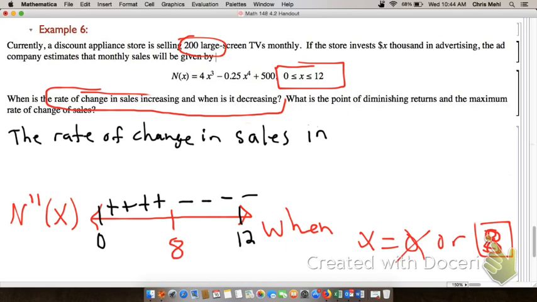Okay, so I don't know where I lost everybody. I forgot to push play and restart the video, but I'll write this down real quick and then erase it. We found that the second derivative was 3x times 8 minus x.